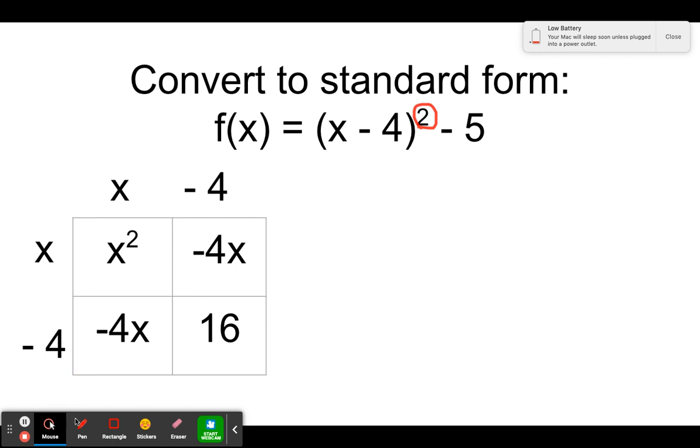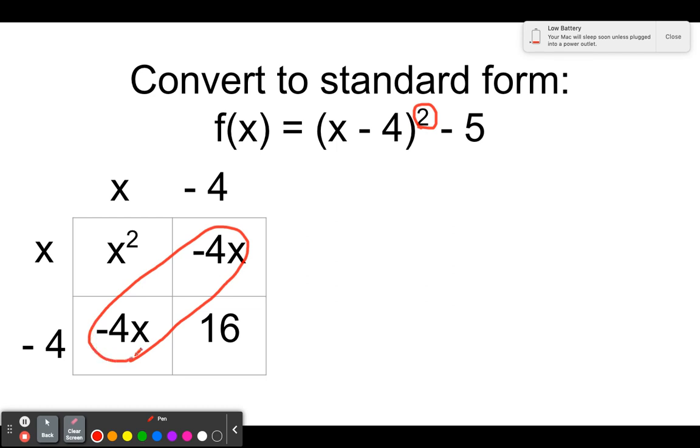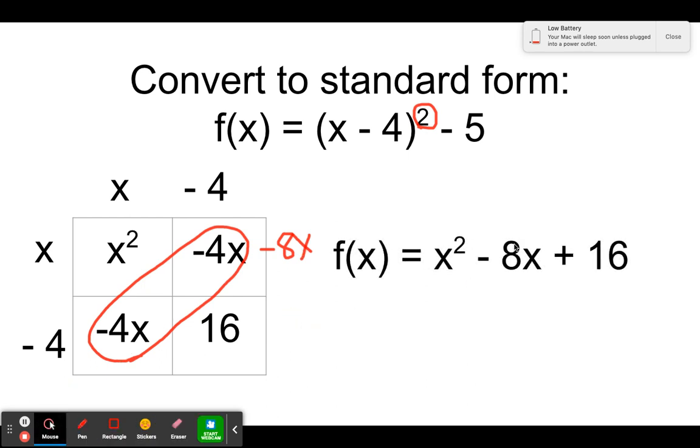Then what you're going to do next is add together these two in the middle, which is going to become negative 8x. And your answer is going to look like this. x squared, from the x squared, that negative 8x goes in the middle, and then the 16.